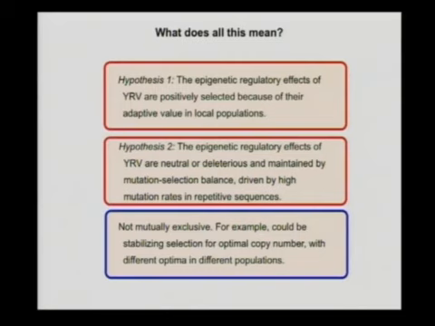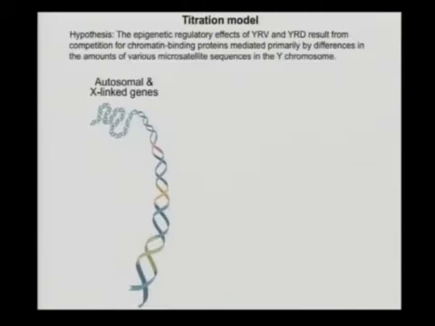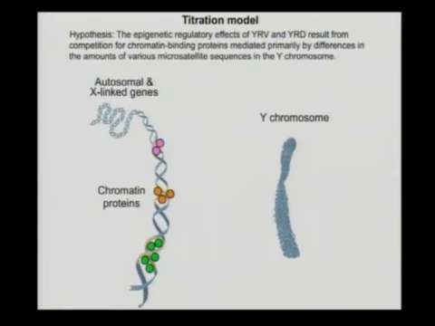One model for what's going on is that here are autosomal and X-linked genes that are binding various chromatin proteins to affect their expression. There's a Y chromosome, and according to the composition of microsatellites and other sequences in the Y, it titrates some of these chromosomal proteins from these other genes and secondarily affects their expression. Now, this doesn't have to be grabbing across the nucleus for proteins. This could be recruiting those genes into a heterochromatic compartment and affecting their expression, as you see in the case of position effect variegation.